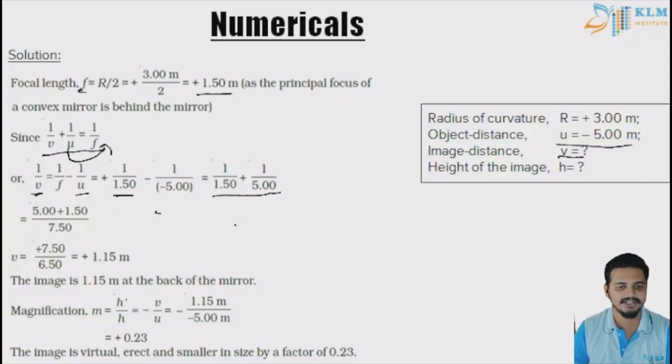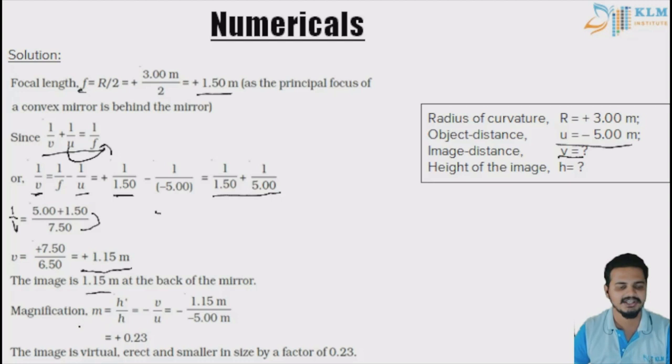This is the simplification, and now 1 by v becomes 6.5 divided by 7.5. Now, if we want to take a reciprocal, we can just invert. You put the denominator on the numerator side and the numerator on the denominator side. Simplify this, you will get an answer of about 1.15 meters. The image is at 1.15 meters at the back of the mirror.